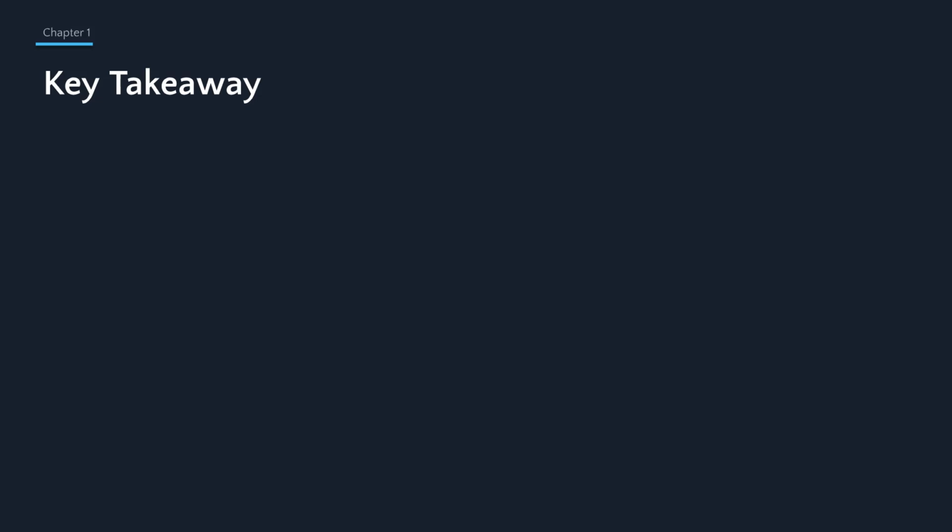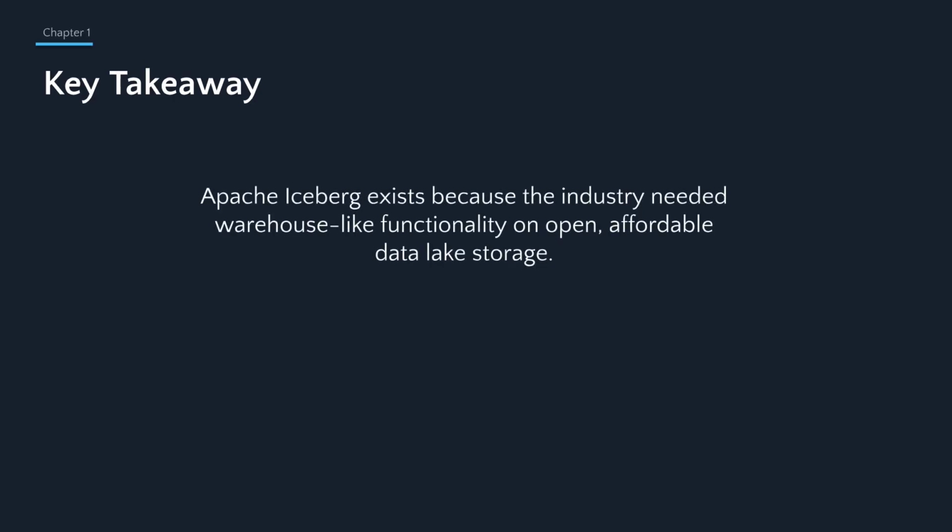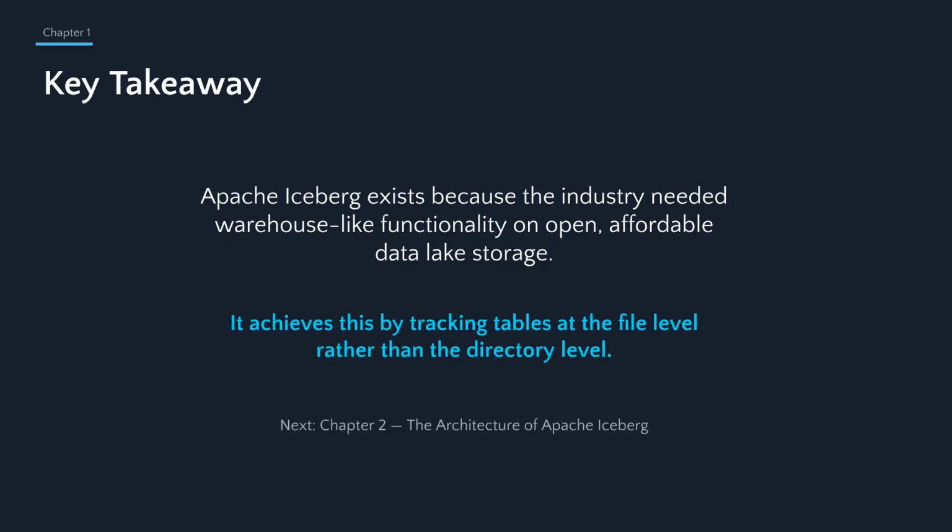The key takeaway is that Iceberg exists because the industry needed a way to get warehouse-like functionality on open, affordable data lake storage. And it achieves this by tracking tables at the file level rather than the directory level. In the next chapter, we'll dive deep into exactly how that architecture works.